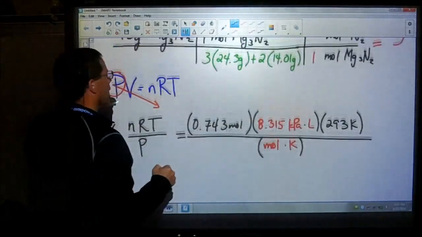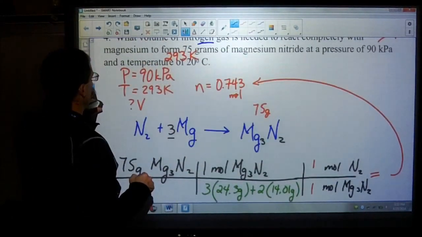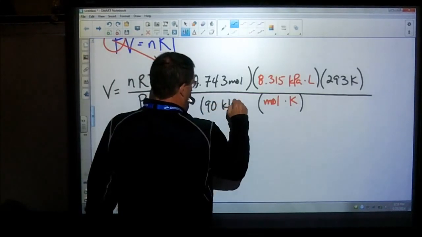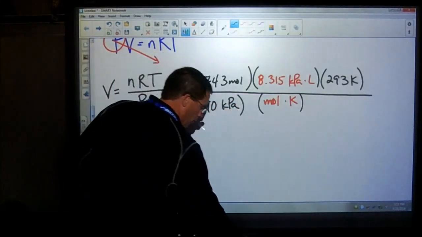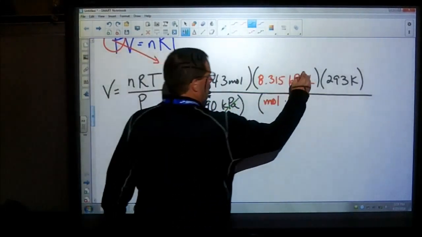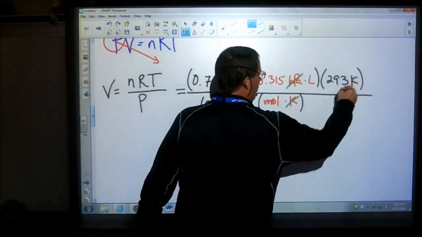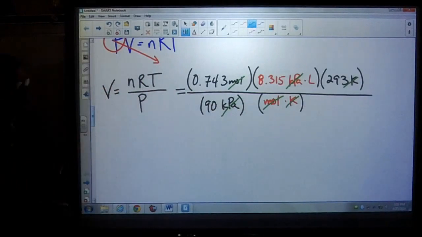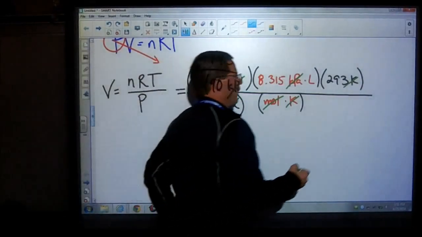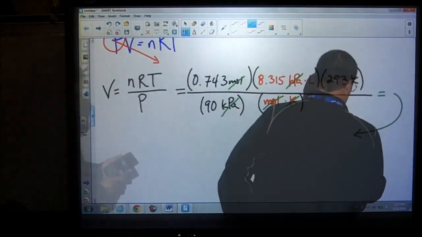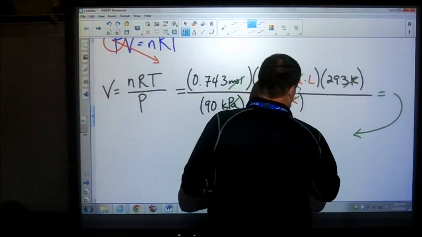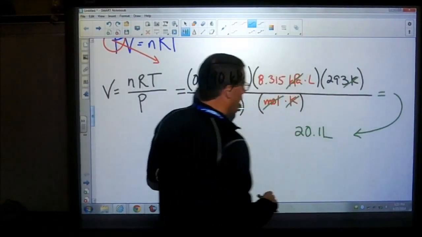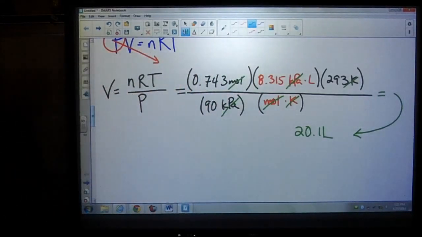And the pressure is 90 kilopascals. All right, so kilopascals can go away, Kelvin can go away, mole can go away. We're left with liters, which is volume. Awesome. So let's find out what that value is. 20.11, and that's liters. So 20.1 liters is the volume for this gas.